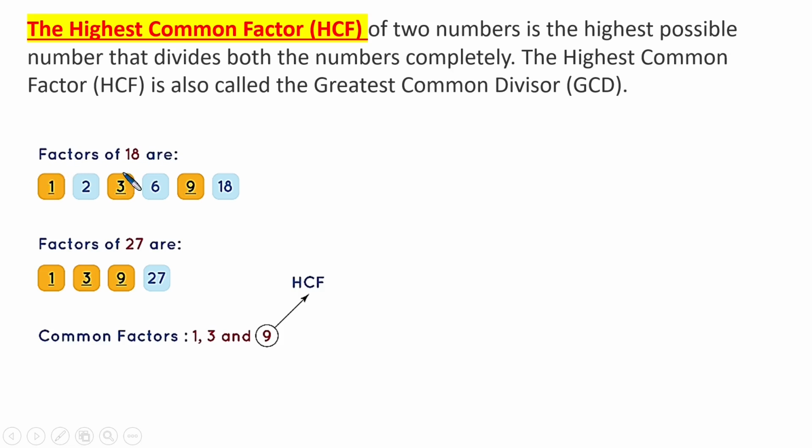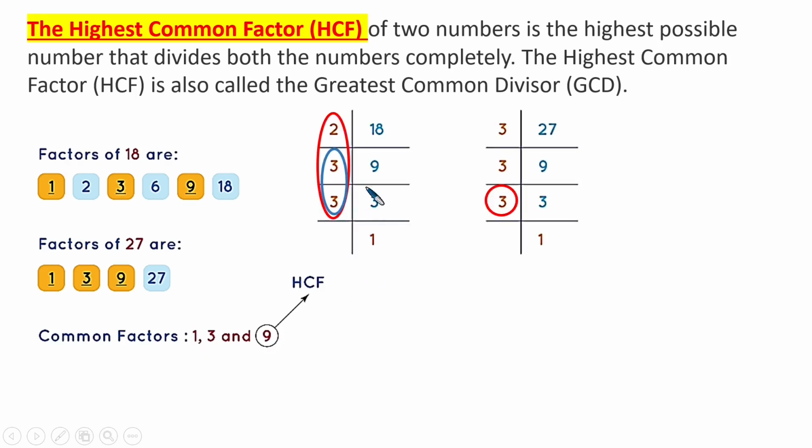So what does it mean? Suppose the factors of 18 are 1, 2, 3, 6, 9, all of them go into 18. And here the factors of 27 are 1, 3, 9; 9 threes are 27. 27 of course goes into itself. So you see here 1 is common, 3 is common and 9. From 1, 3, 9, this is the highest common factor.